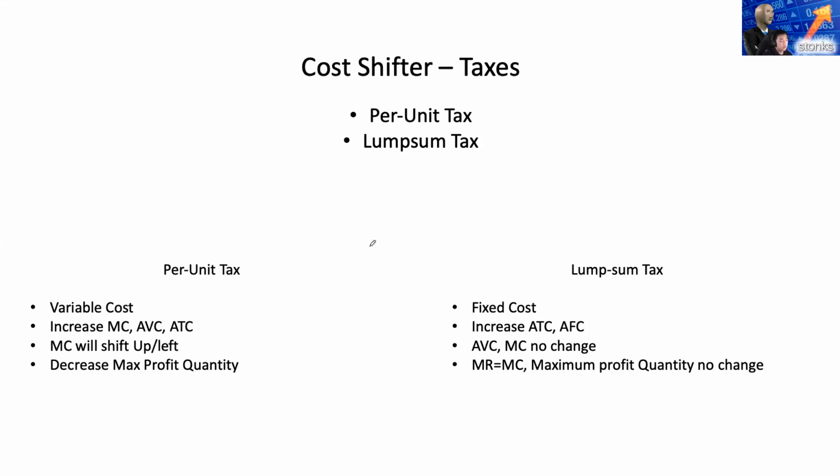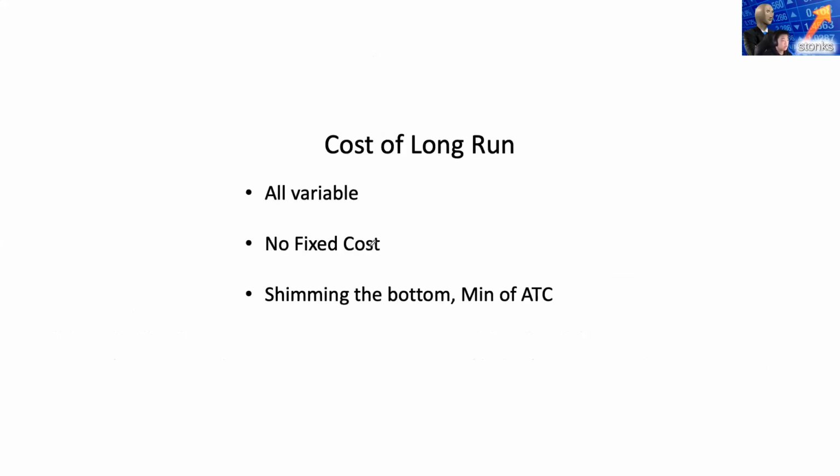We're going to talk about the maximum profit quantity later, when we talk about perfect competition, oligopolies, and monopolistic competition. Next, we're going to talk about MR equals MC. MR equals MC is a super important point. It's going to be tested a lot. We went over this in the beginning of class.